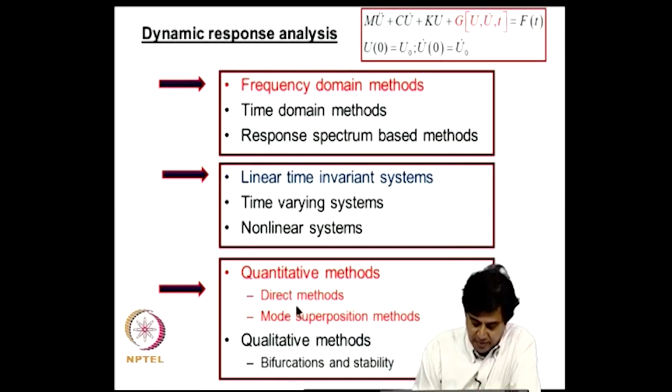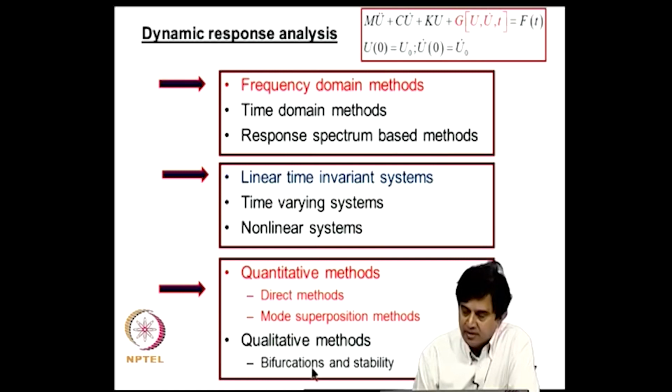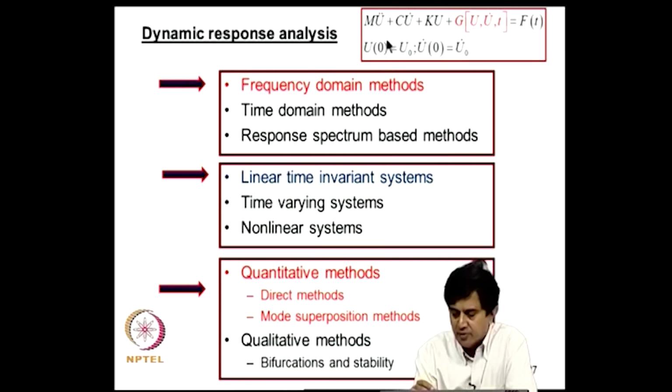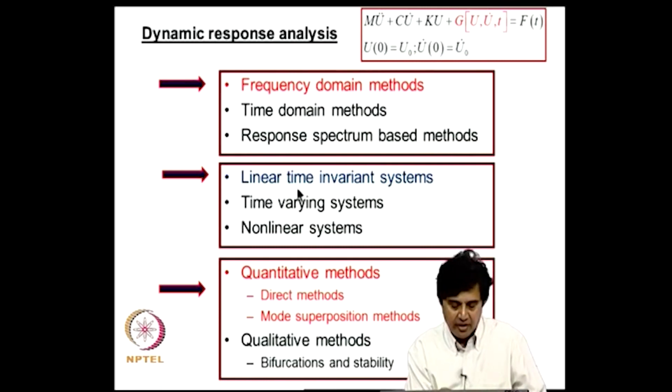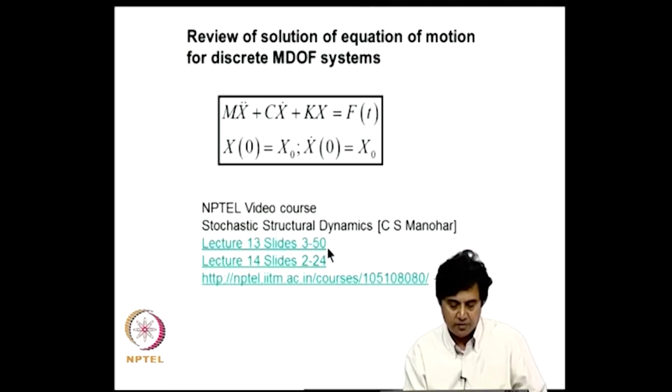In qualitative methods, we are not so much interested in details of time histories of response, that is, we are not interested in how u varies as a function of time or u dot varies as a function of time, etc. But on the other hand, we are interested in fixed points and their stability. So, maybe at some point later in the course we will address qualitative methods also. For the time being, to initiate the discussion, we will start with frequency domain methods for linear time invariant systems and we will focus on quantitative analysis. We will be getting to other details in due course.